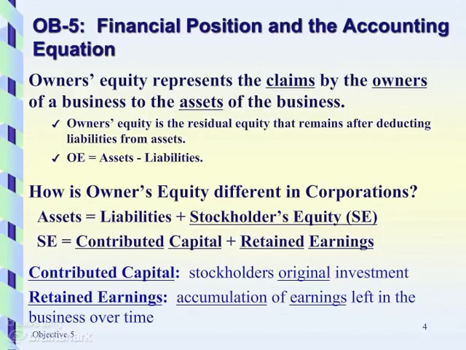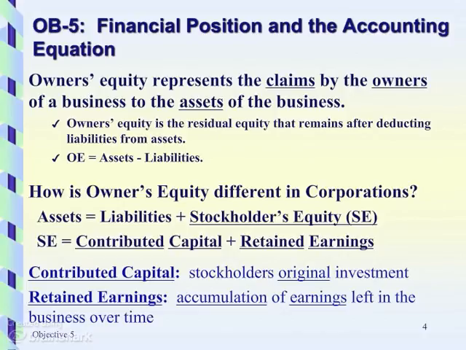Contributed capital is the amount that the original stockholders invest in that business, whereas retained earnings is the accumulation of the earnings of that business over time. So when the business makes a profit, the amount of the profit that is staying within the business is what accumulates as retained earnings for that business.